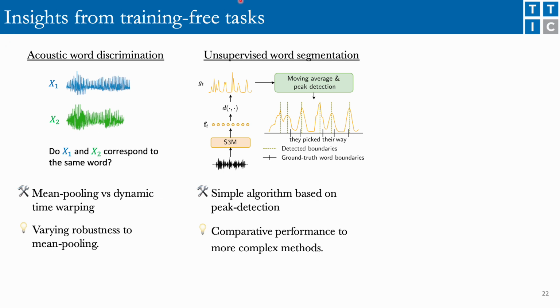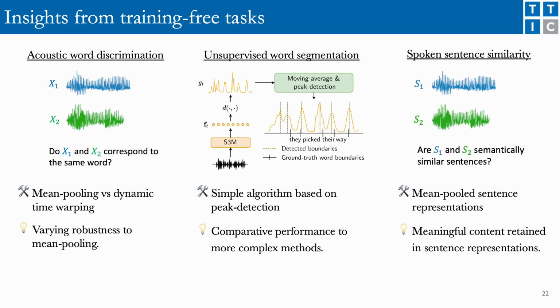The second task is word segmentation. In the previous plots, we saw how edge frames had little to no similarity with word identity. So we evaluate frame level representations for unsupervised word segmentation using a simple algorithm based on peak detection. We find that the S3M representations are surprisingly effective at detecting word boundaries.